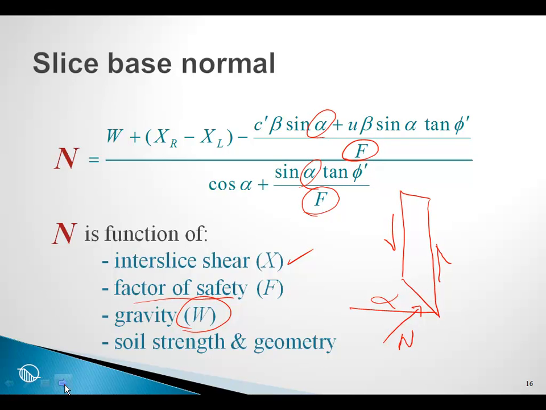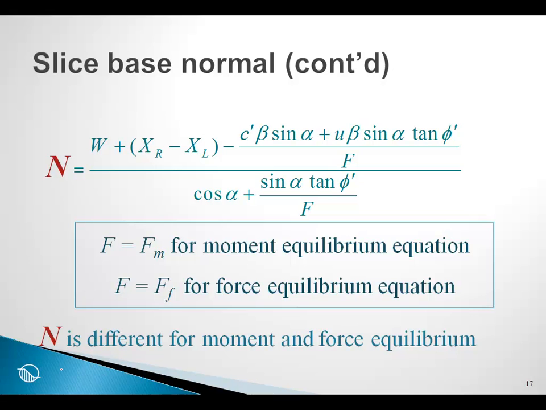Also, of course, the normal depends on which equation is being satisfied. Is it moments or is it force? Now, in the Spencer and the Morgenstern-Price methods, we attempt to find the forces such that the two are the same, and consequently the normal is the same for moment and force equilibrium. But in a Janbu simplified versus a Bishop simplified, the normal at the base of the slice might be different.